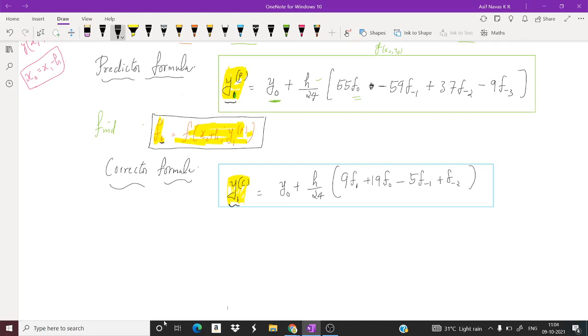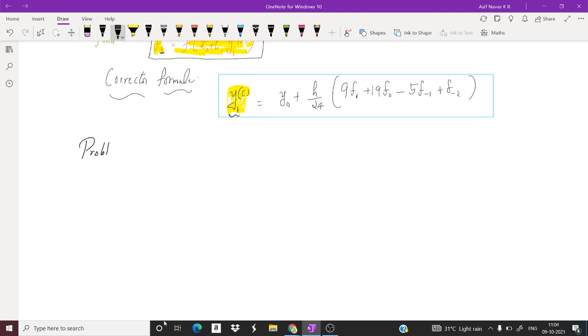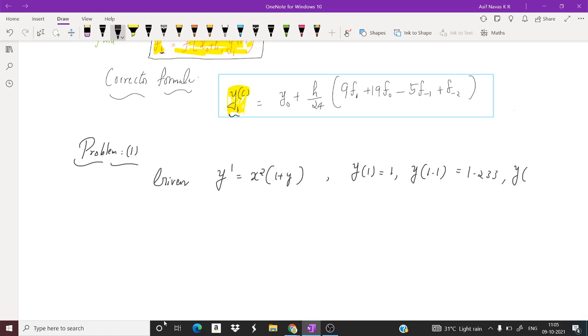Problem 1. Given dy by dx is equal to x square into 1 plus y, and we have the values: y of 1 is equal to 1, y of 1.1 is equal to 1.233, y of 1.2 is equal to 1.548, and y of 1.3 is equal to 1.979. Evaluate the value of y of 1.4.